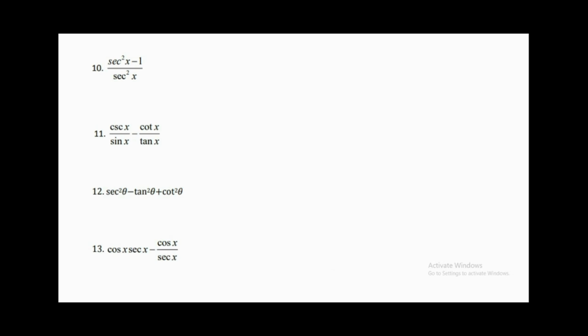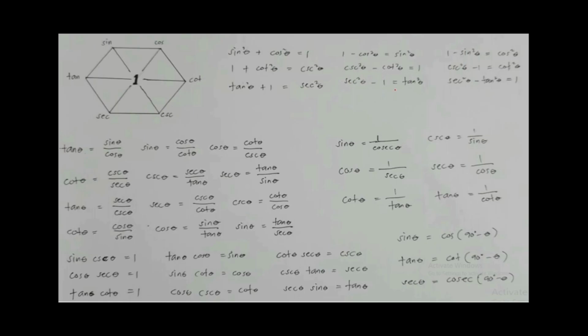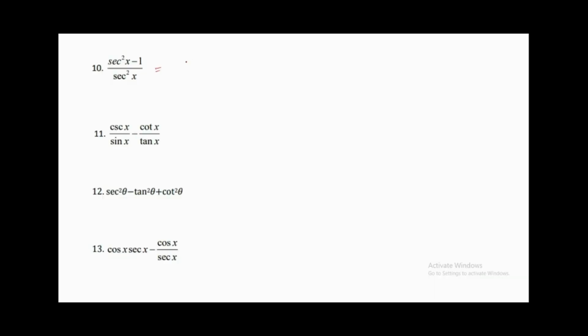Let's proceed with number 10. Number 10, we have secant squared x minus 1. So the angle now here is x. So secant squared x minus 1. Take note that this is also an identity. Secant squared x, or secant squared theta, minus 1 is equal to tangent squared theta. So this will become tangent squared x over secant squared x.